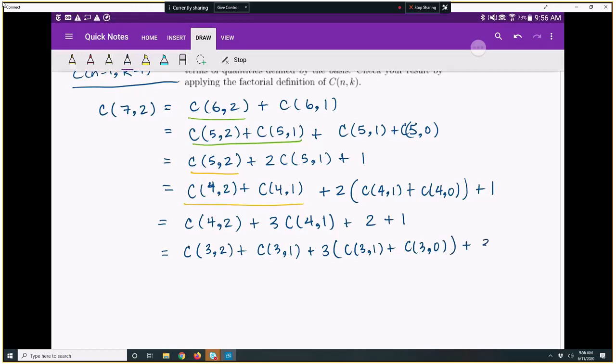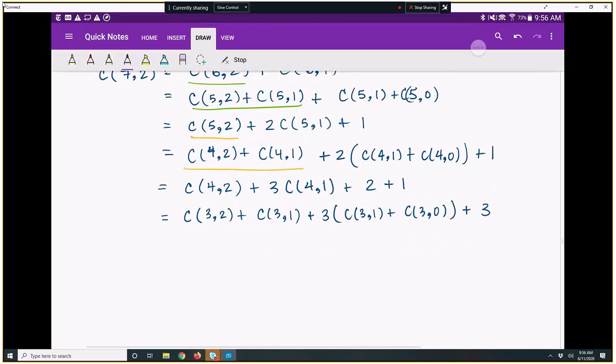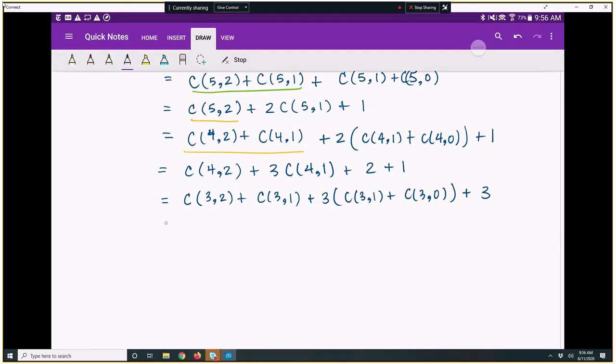And then plus 3 if I add the 2 and the 1 together. So here I have 3 choose 2. Then I have 3 choose 1 plus 3 times 3 choose 1. That's plus 4 times 3 choose 1. Then I have 3 times 1, so plus 3 plus 3.